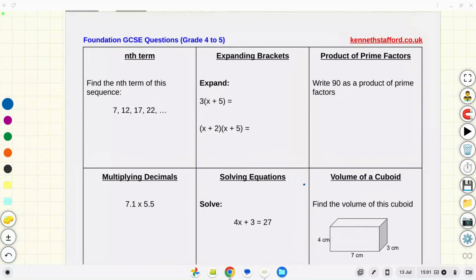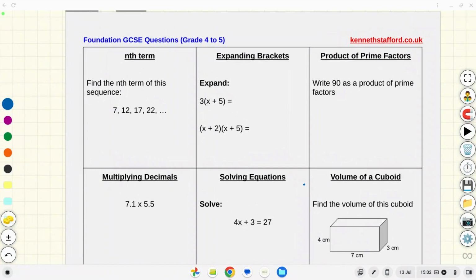I'm going to take you through the solutions to some questions I made, Foundation GCSE questions around grade 4 to 5. So if you're aiming for a grade 4 to 5 at GCSE, you should be looking to be able to do these questions and understand them and be able to do them on your own. And I'm going to go through the solutions to the sheet that's on my website, kennethstafford.co.uk. And hopefully this will help you if you're unsure of any of the questions.